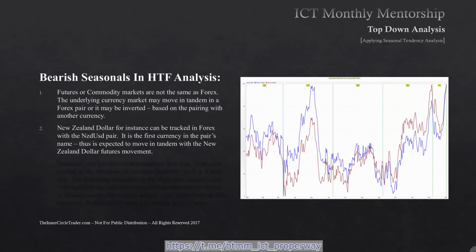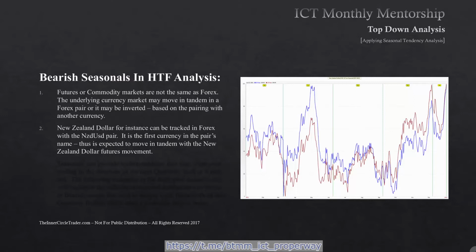Like for instance, in lesson 4.1, we used the USD/CAD pair, and since the seasonal tendency is on the Canadian dollar, we were looking at a time when the Canadian dollar futures contract seasonal tendency would be bullish, but would be bearish in the USD/CAD pair because it would be inverted. That would be a little bit of a sticking point for someone that's just rushing through this lesson.